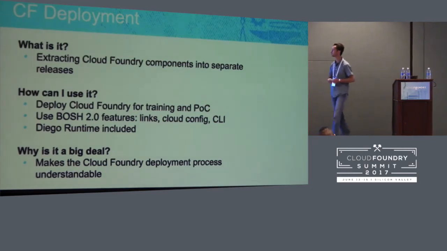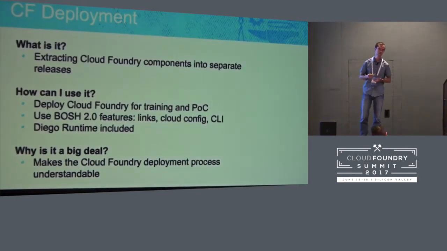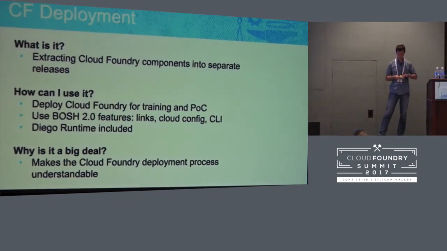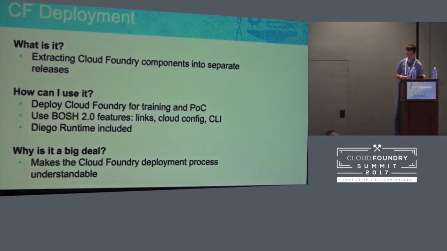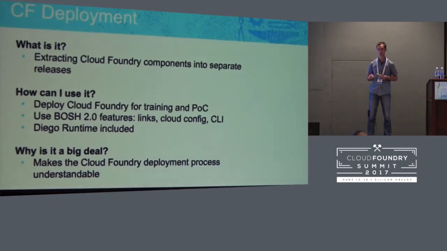First is CF deployment. It is a way of deploying Cloud Foundry using many of the previously mentioned technologies: Bosh Links, Cloud Config. It separates releases of individual Cloud Foundry components into separate entities, and you build a deployment out of these many releases, instead of the single monolithic CF release.